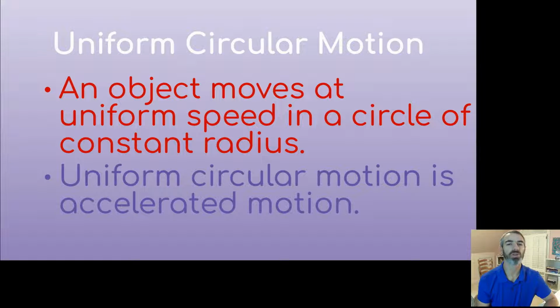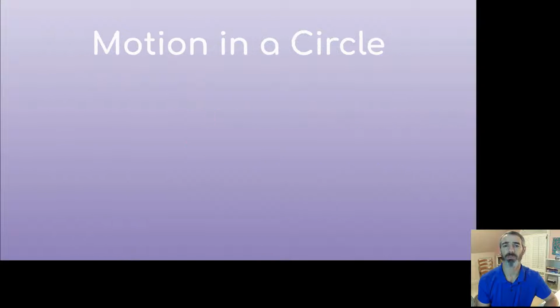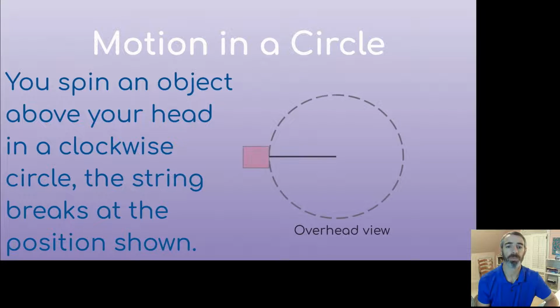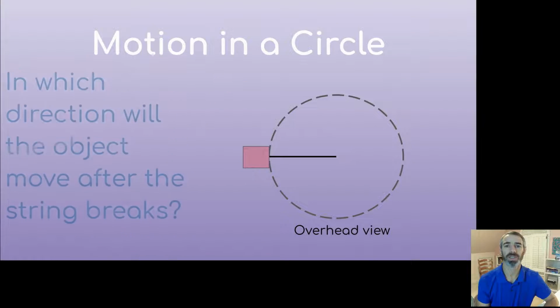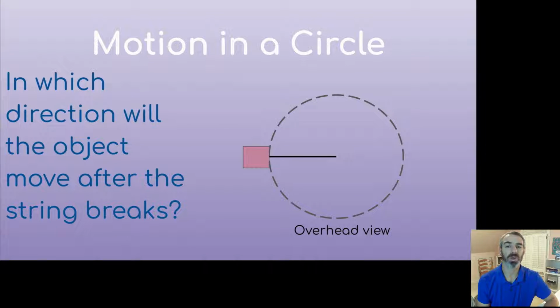Now, uniform circular motion is accelerated motion, and we're going to answer the question of why and how it is accelerated motion. Let's say, for example, you have an object that you're spinning over your head in a clockwise circle, and here's an overhead view. Let's say at that moment in time that's pictured, the string breaks. The question is, in which direction will the object move after the string breaks? Pick one of the paths A, B, C, or D, D being continuing the curve. So think about this for just a second.